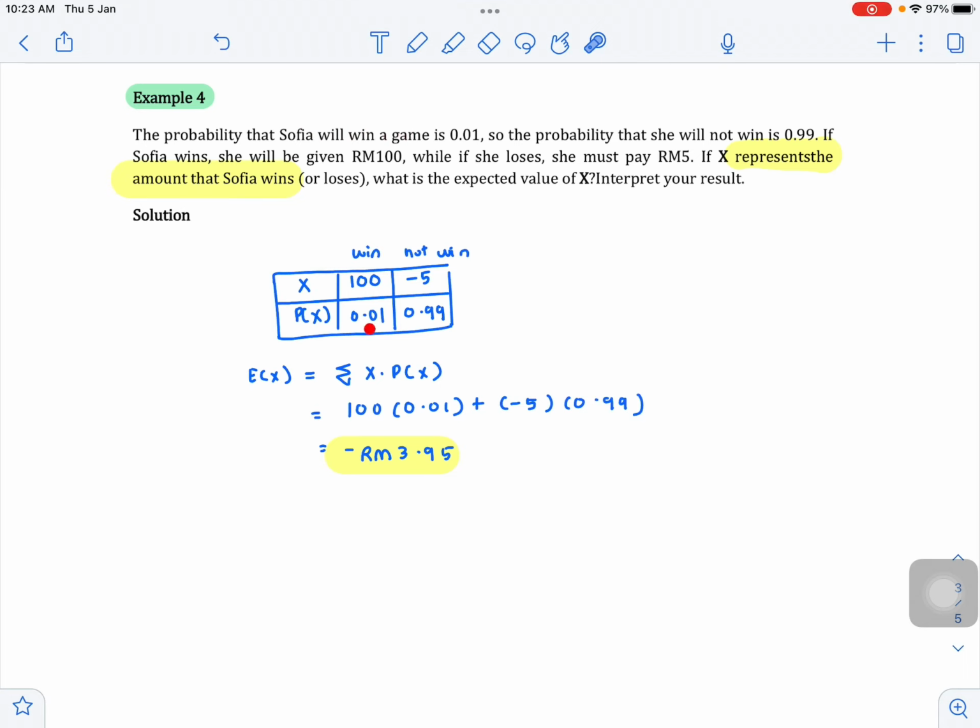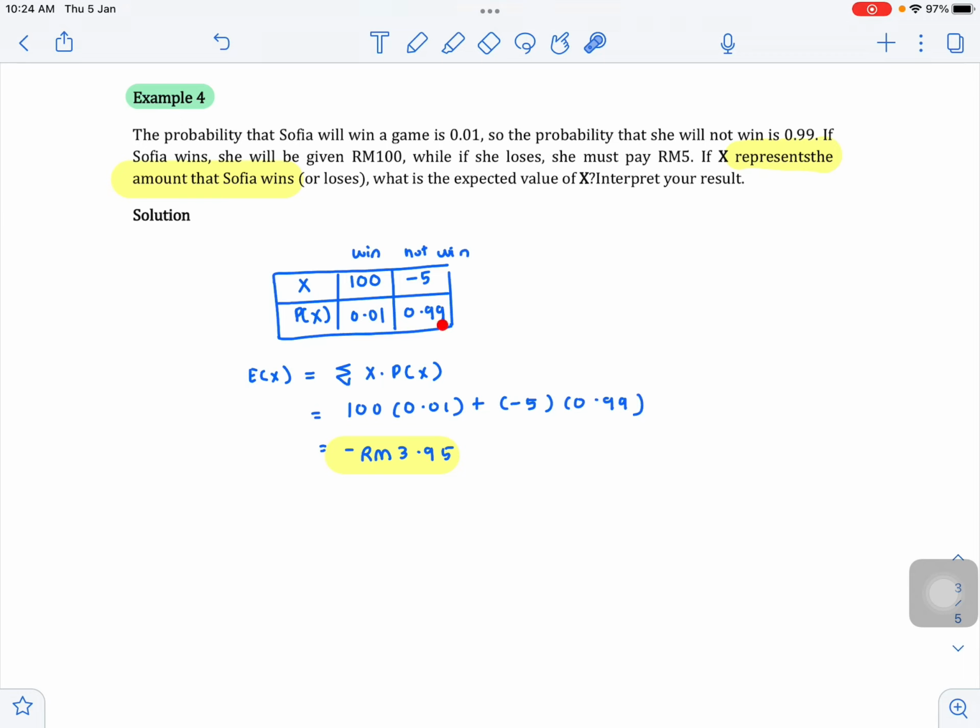But if she loses, she must pay 5 ringgit. So Sophia has to pay out that 5 ringgit, so X is equal to -5. Why -5? Because Sophia does not get the money but has to pay the money. So that's why X equals -5 here. If the situation here is not win, what is the probability? If win is 0.01, then not win will be 0.99. So this is the table.